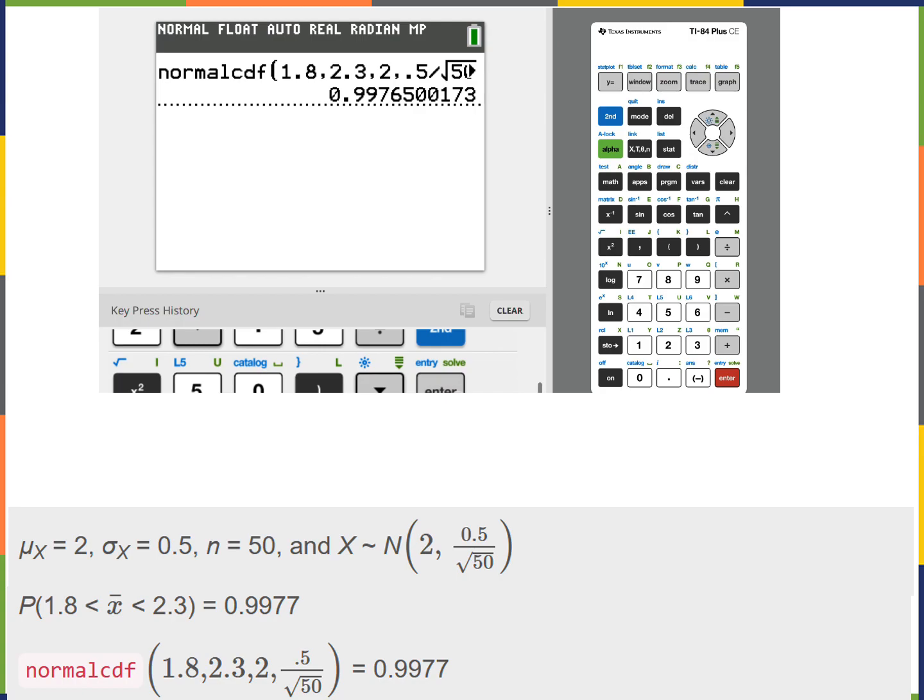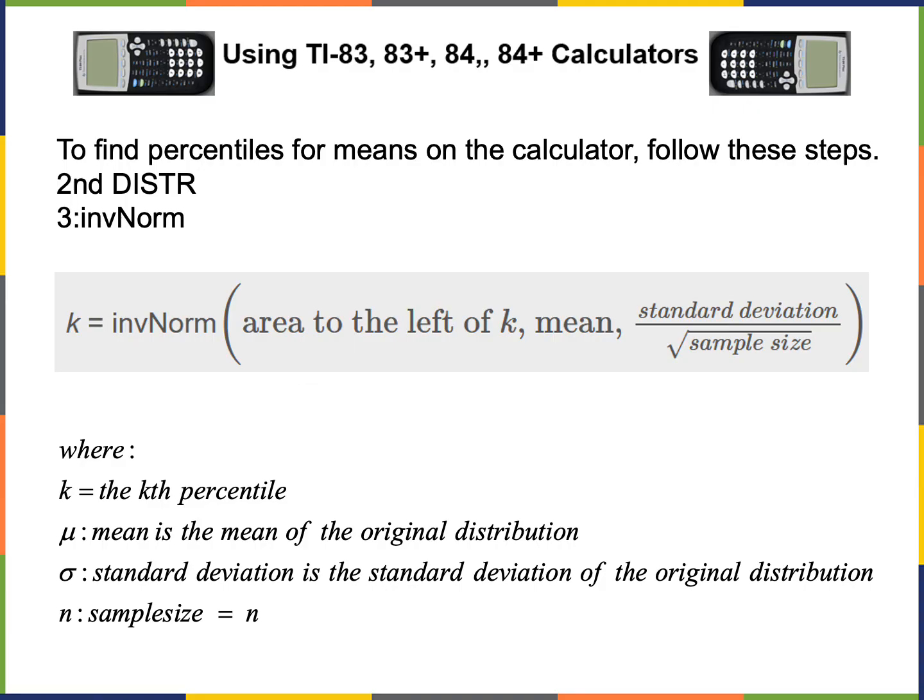Okay, so for this example, okay, great. So here, to find percentiles, we do the same thing as before. We're going to use inverse norm. The only difference is, you guessed it, that the new standard deviation is going to be the original over the square root of the sample size. So this is when you want to find percentiles for means, right? K is the percentile, mean is the original mean, sigma is the original standard deviation, and n is the sample size. Okay, so let's go ahead and do an example.